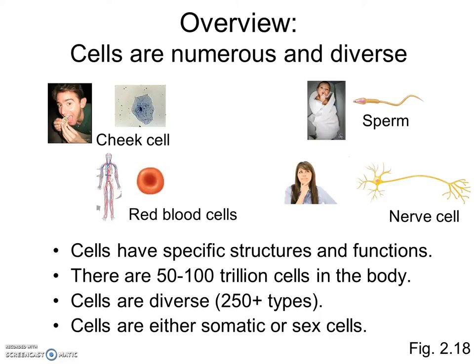And all of your cells, all 50 to 100 trillion, can actually be simply classified as either somatic or sex cells. So let me tell you what the sex cells are first. Sex cells are sperm for male or eggs for female. Now, all the other cells that aren't sperm or egg, those are considered somatic cells. So somatic cells are the remainder of the cells in your entire body.